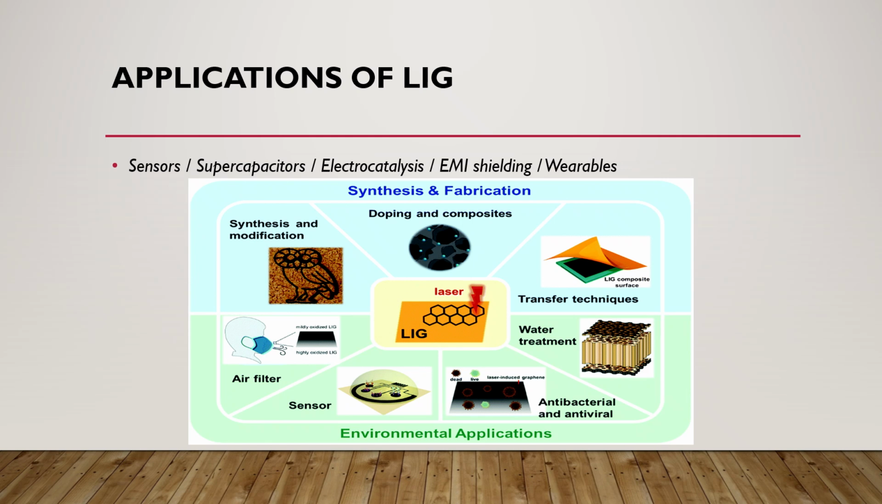So the LIG we get, where can we use it? We know graphene is used in sensors, supercapacitors, electrocatalysis, EMI shielding, wearables, functional textiles and these kinds of things. LIG can similarly be used in different kinds of sensors, and for making supercapacitors, for its high surface area and porosity. That's basically the graphene application, because it's also graphene. So there is no debate about that.